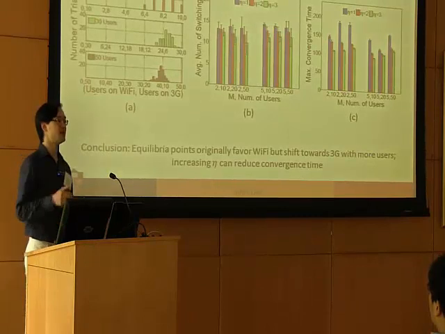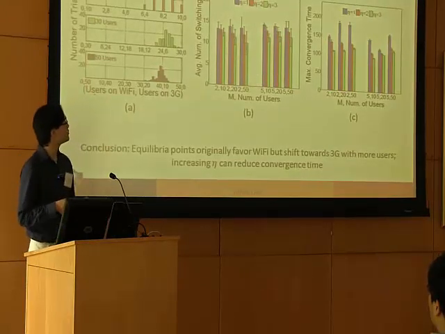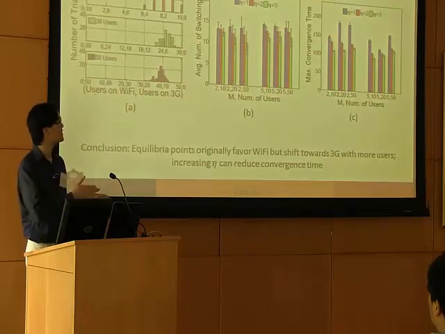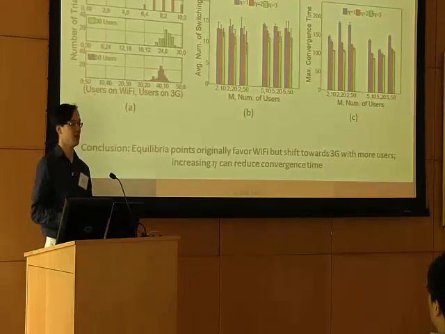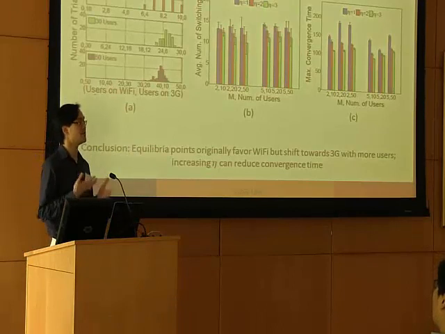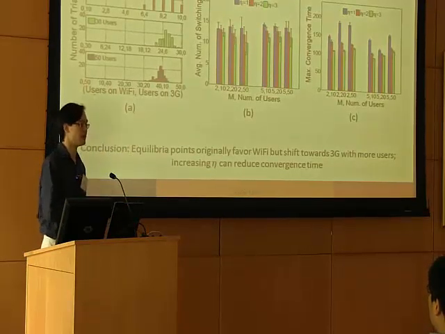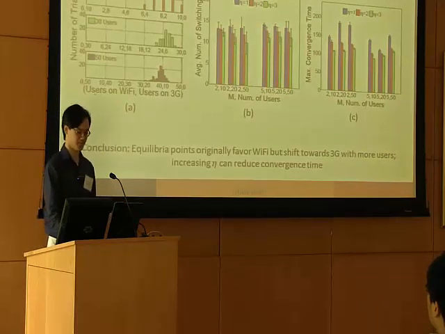So the main takeaway from this is that because we can play around with eta, we can increase eta to decrease the convergence time. So we can use eta as a trade-off, basically trading off between how fast we converge and the overall desirability of our convergent points.